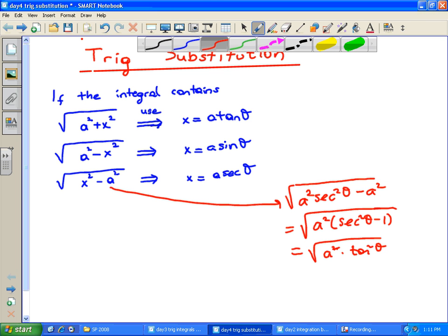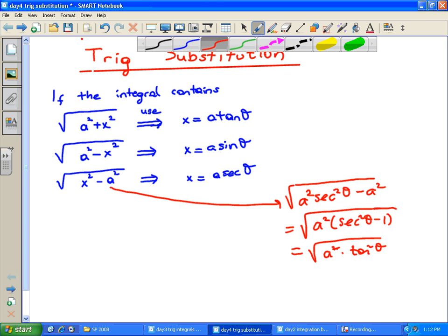Secant squared minus 1 is another perfect square trig function. So if you ever pick the wrong one, you may come to a point where you don't end up with a nice identity. Then go back and pick the other one. So again, sum of two squares, we always use the tangent substitution. Difference of squares, either sine or secant, depending on whether the variable or the constant comes first.